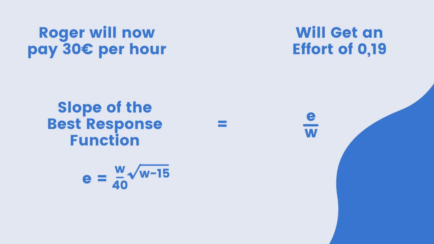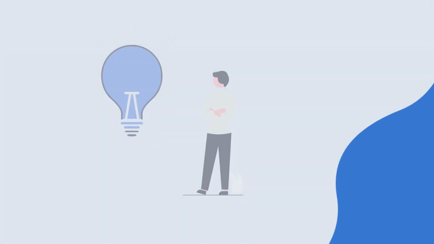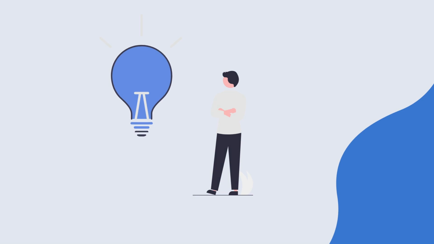To discover the amount of effort she will exert receiving this new wage, we have to replace in the best response function wage by 30, getting approximately 0.19 of effort. Considering this result, our prediction is proven to be correct, since the optimal point in D was 6 euros of wage and 0.09 of effort, and now the optimal point we reach is 30 euros of wage and 0.19 of effort.